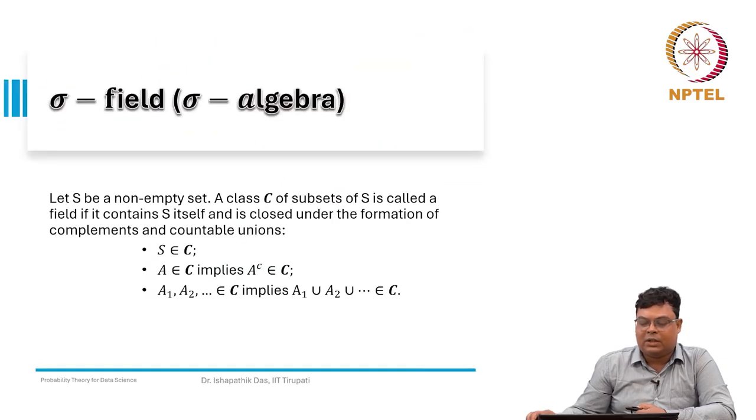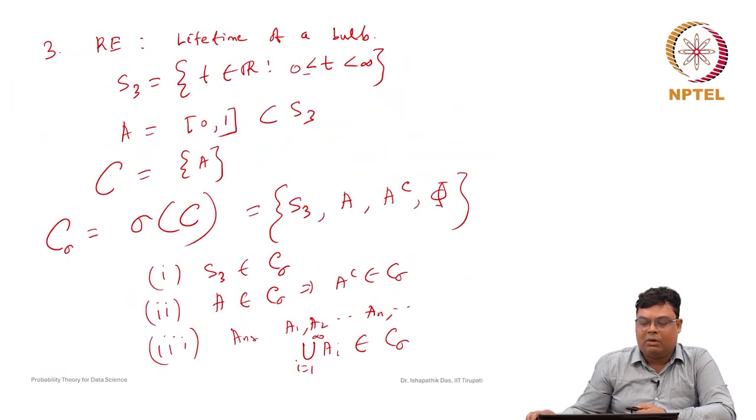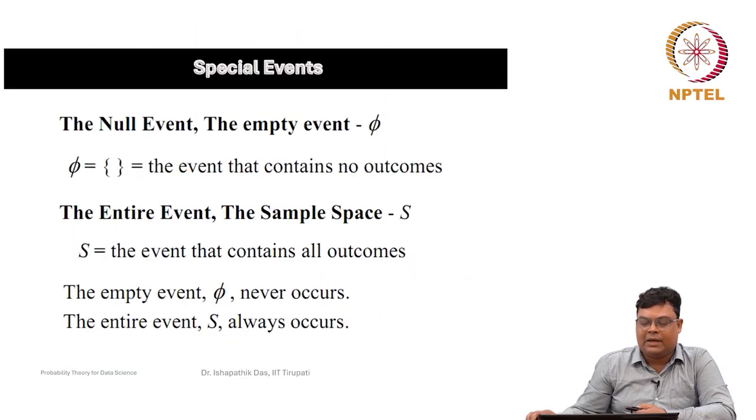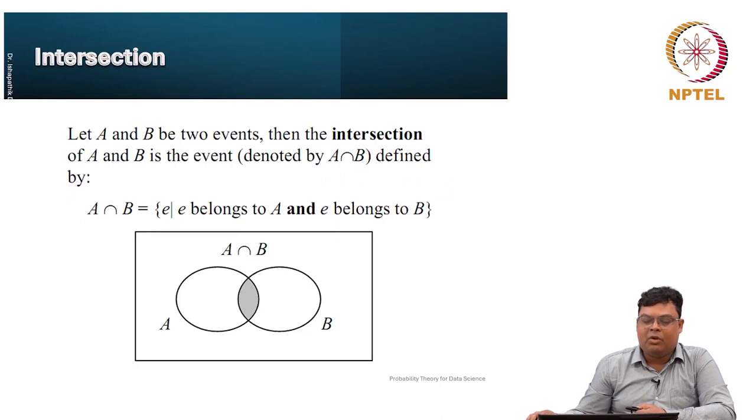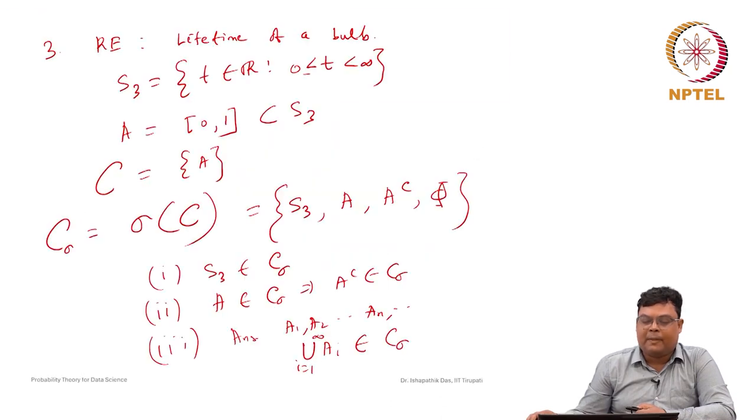Now, next we will discuss how events are defined, because an event is a subset of a sample space. So, there are some set operations we have to know, and that is very important: union, intersection. Maybe you have already learned those things.